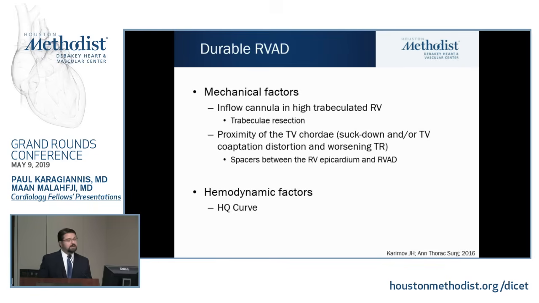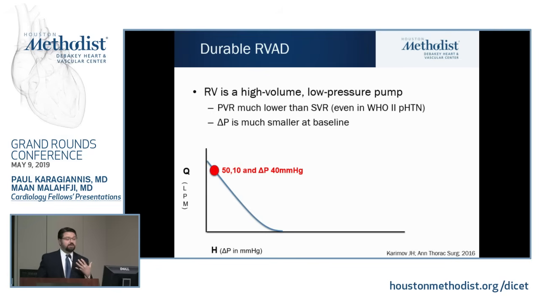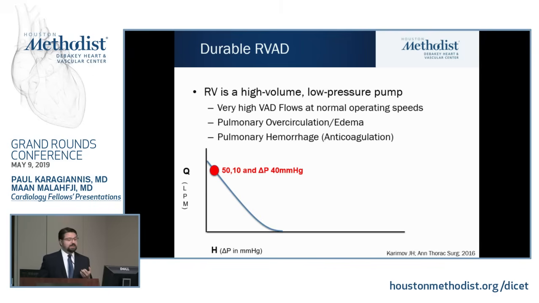The one thing that really makes durable RVADs difficult is the HQ curve. The RV is a high volume, low pressure pump. The RV afterload is very, very low, much lower than LV afterload at baseline. As a result, the position on the HQ curve is with a much smaller pressure differential. So at baseline, at what would be a normal operating RPM, the flow is very, very high. You can imagine that someone who's anticoagulated and with a circulation that's not used to this type of flow can get pulmonary edema or even worse, pulmonary hemorrhage.